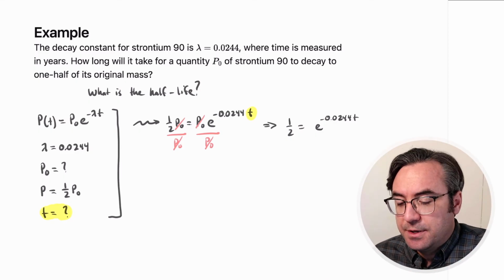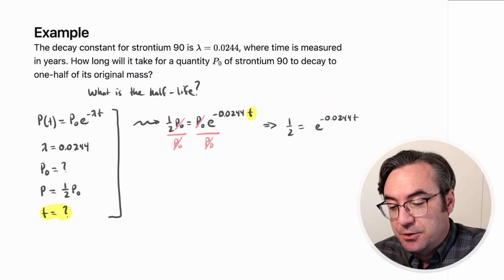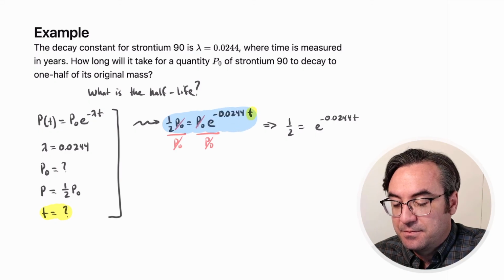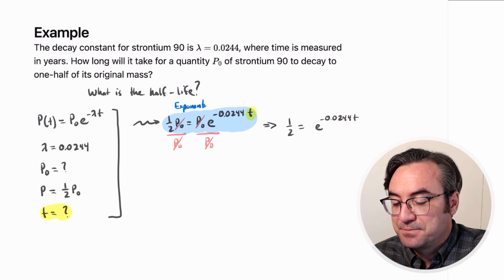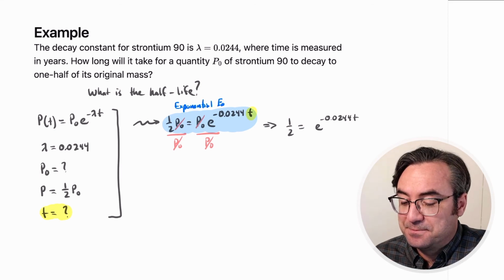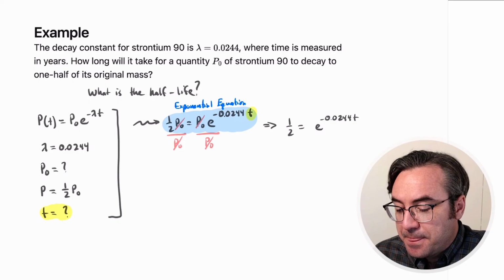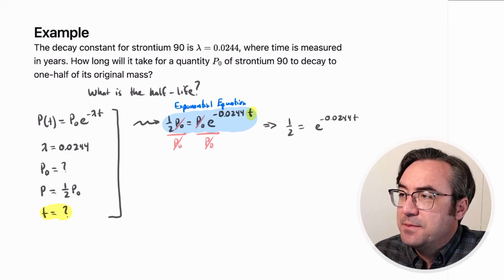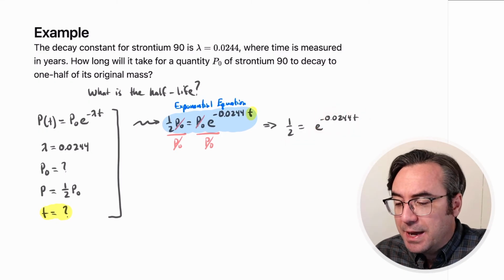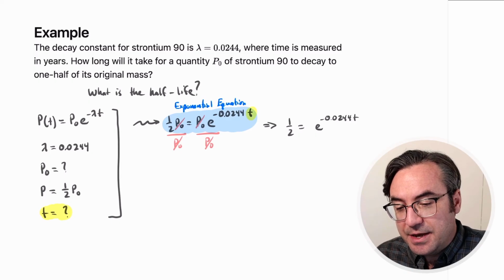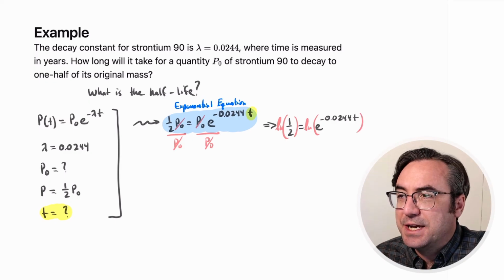And what we're going through now is the usual motions of solving an exponential equation. We've done this a few times now. So we want to solve this exponential equation. We were able to cancel off the initial mass from both sides, so we get it to this point. We've got our exponential term all by itself. So now we can apply the natural log to both sides of our equation.